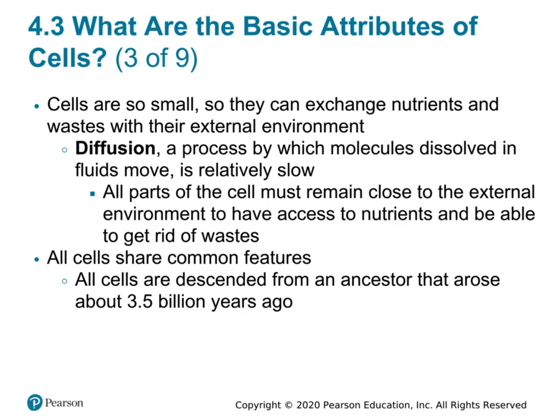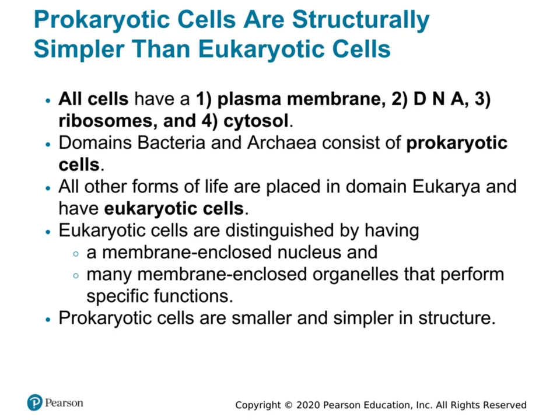But cells also share other common features, whether they're prokaryotic or eukaryotic. And that's because they are all descended from an ancestor that arose about 3.5 billion years ago. Here are the things that all cells have in common. They all have a plasma membrane that gives a cell an inside and an outside. It provides a boundary. They all have genetic material called DNA. They have ribosomes to take that genetic material and make proteins. And they have cytosol, which is the fluid you find things like ribosomes floating within.